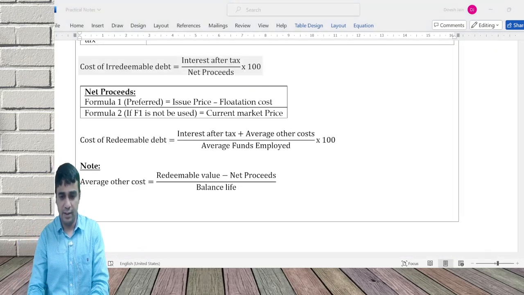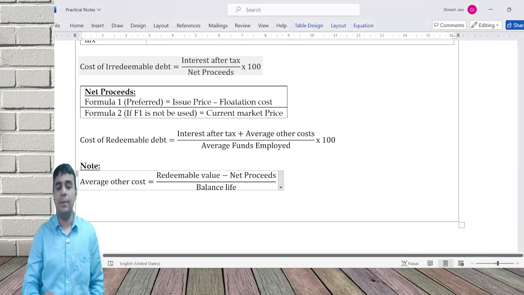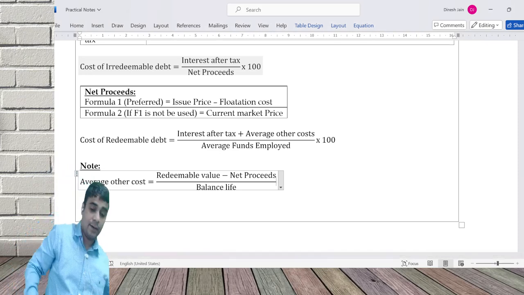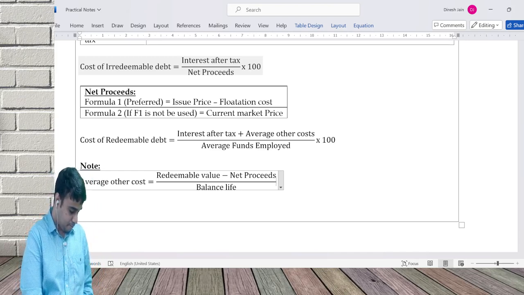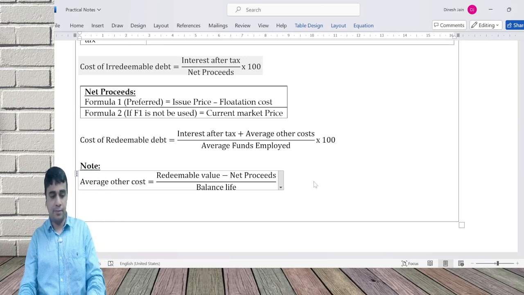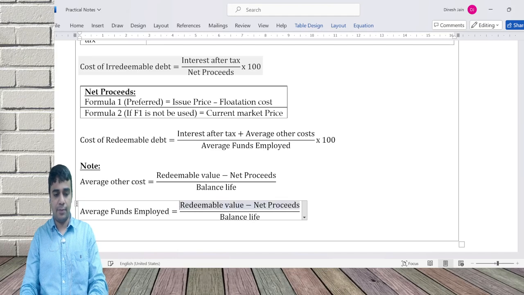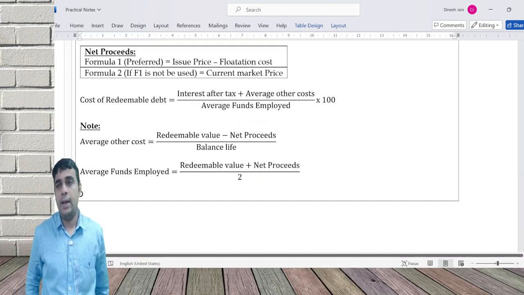Just give me a minute. Net got disconnected. Okay, I resume. Redeemable value minus net proceeds by balance life. Average other cost, redeemable value minus net proceeds by balance life. I'll explain this in a minute. Then average funds employed. Average funds employed, redeemable value plus net proceeds by 2. I'll explain these terms.